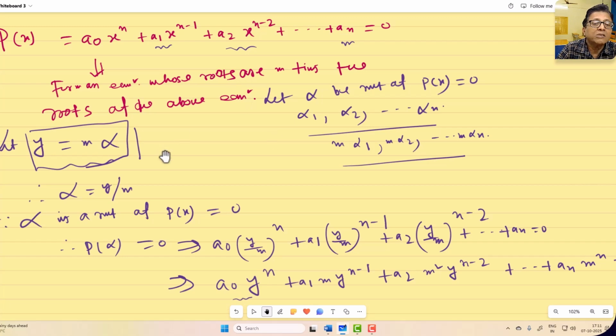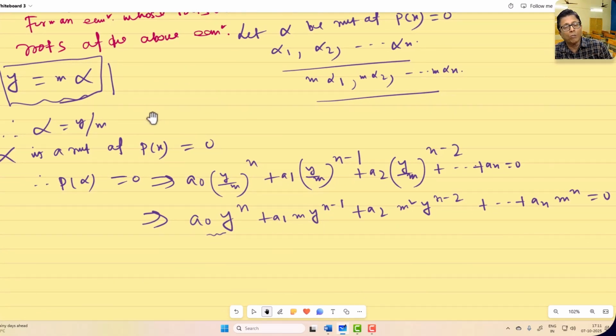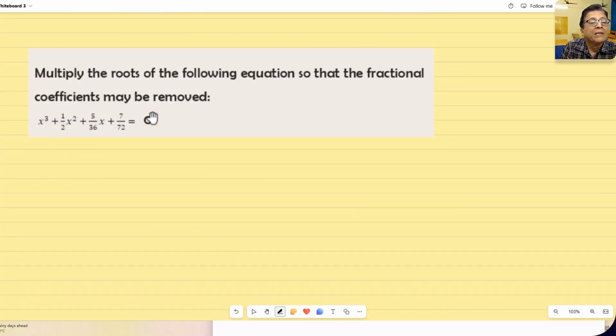In a problem, suppose you are given an equation of the form x cube plus half x square plus 5 by 36 x plus 7 by 72 equal to 0, and the question is to multiply the roots of this equation so that the fractional coefficients may be removed. What we have seen, if you multiply the roots of the equation by the factor m, then this coefficient will be multiplied by 1, this one by m, this one by m square, this one by m cube.